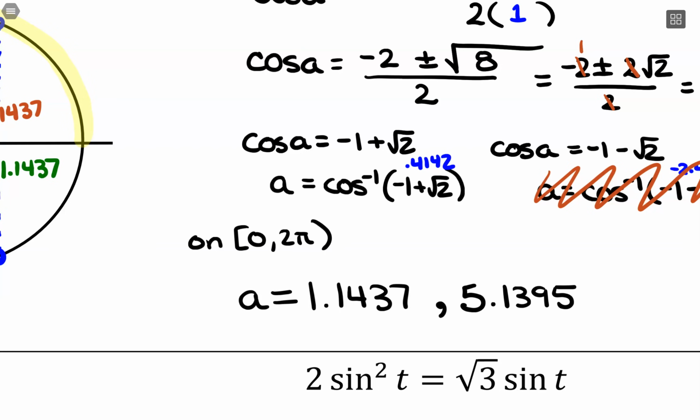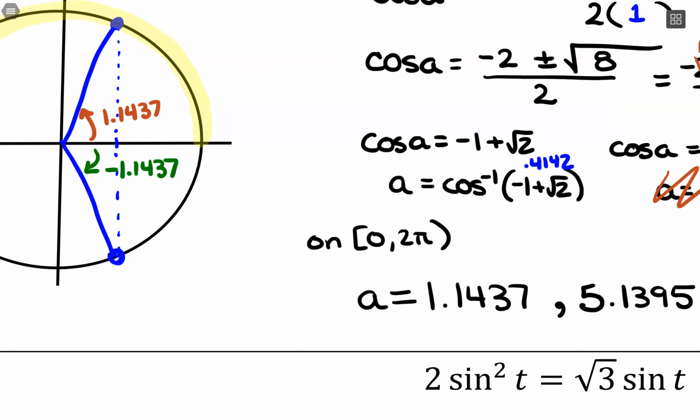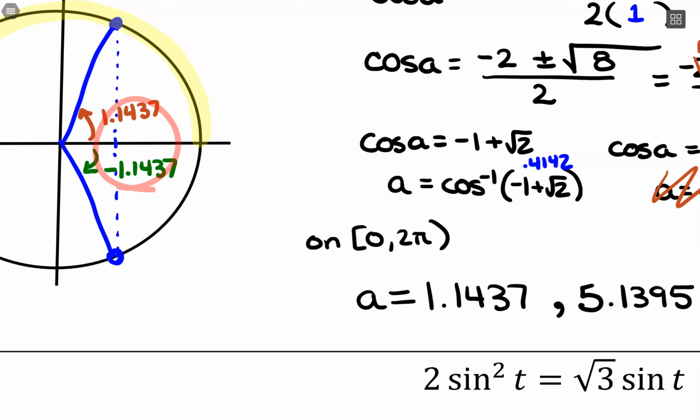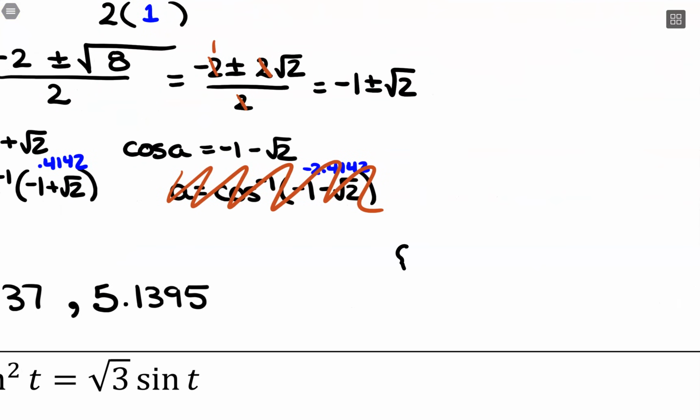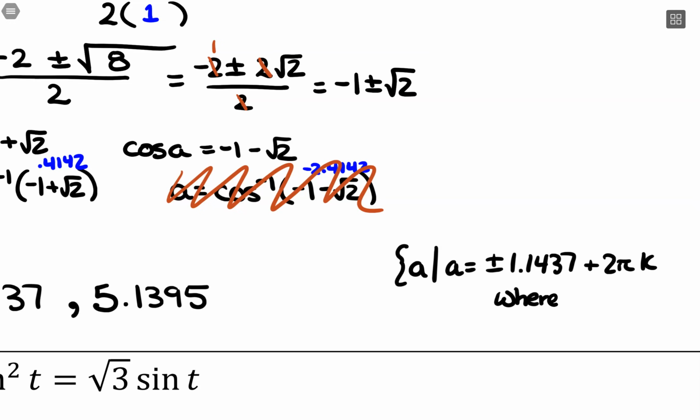And then for making a formula, I'm just going to use the plus or minus of those angle measurements, and then we're working with a period of 2 pi. So with that, A is defined by plus or minus 1.1437 plus 2 pi k, where k is an integer.